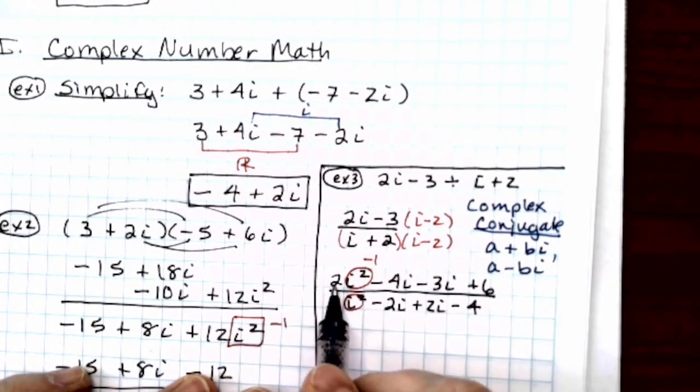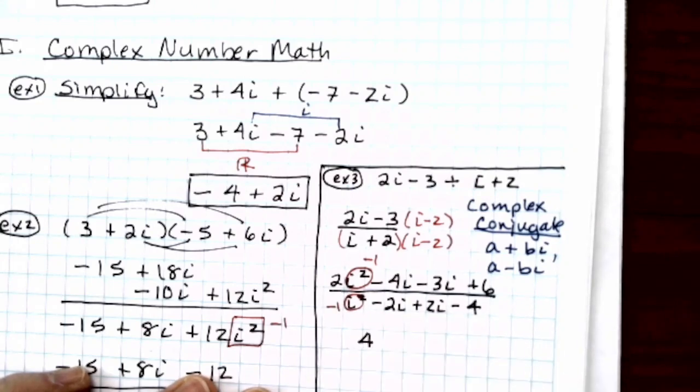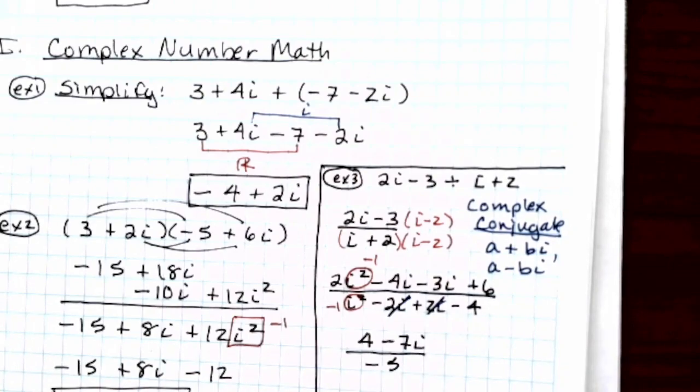So this makes the 2 a negative 2. 6 minus 2 is 4. And then negative 4 minus 3 is negative 7i. On the bottom, when you multiply by the complex conjugate, you can see that the single i's add to 0 and they are gone. So 2i minus 2i is gone. And now I have negative 1 minus 4, which is negative 5.